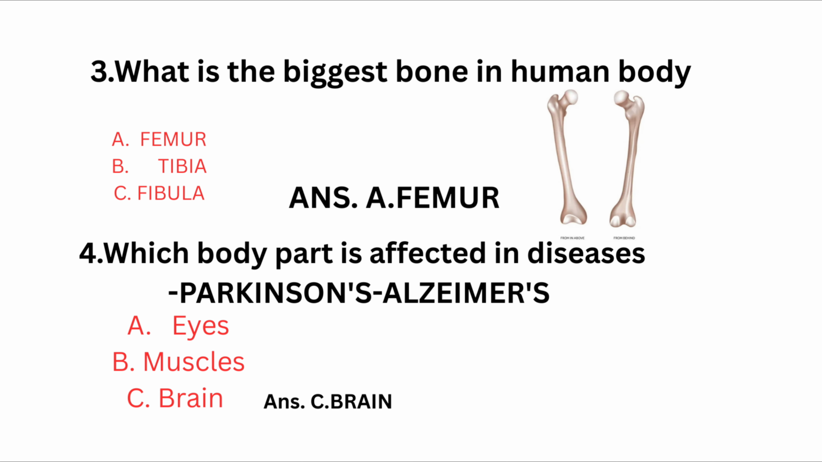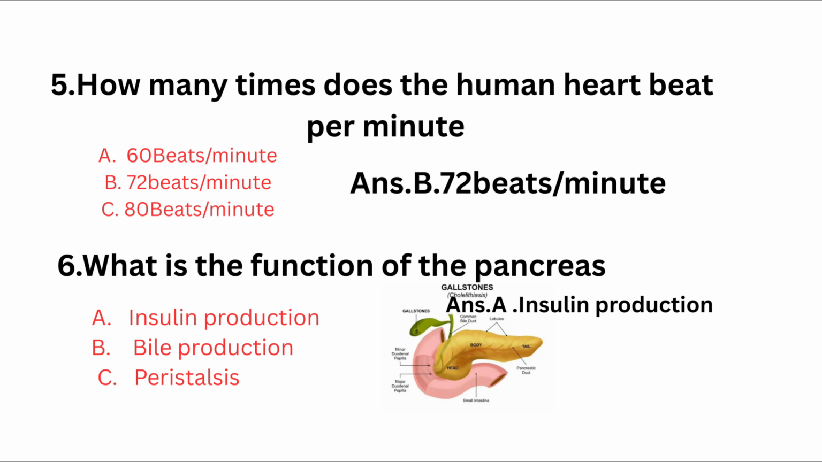Number 3, what is the biggest bone in the body? A, femur, B, tibia, C, fibula. Answer is A, femur. The picture is on the right. Number 4, which body part is affected in diseases Parkinson's and Alzheimer's? A, eyes, B, muscles, C, brain. Answer C, brain.